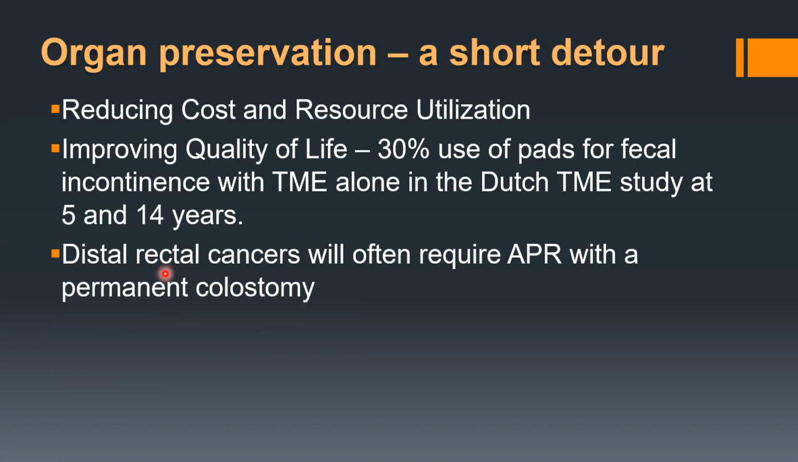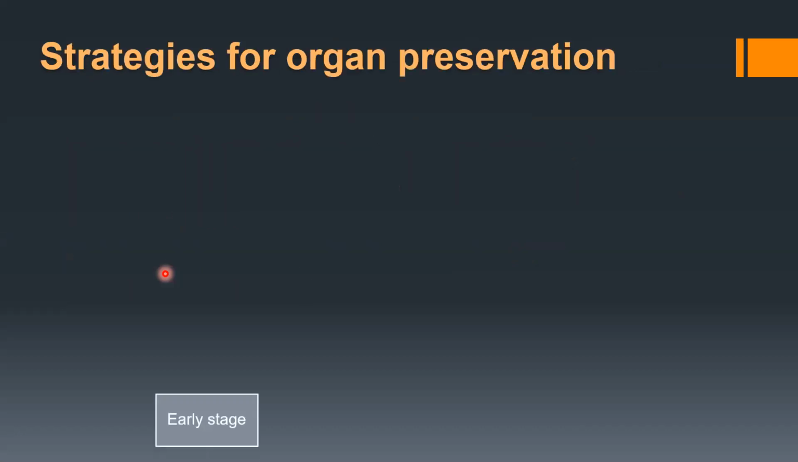Now let's take a short detour to look at the question of organ preservation. So organ preservation is an important question, right? If you've got a 10-15% chance of pathological complete response, can we achieve organ preservation? Can some people avoid surgery? So in terms of reducing the cost and resource utilization, in terms of improving quality of life for patients, and in terms of avoiding a permanent colostomy, organ preservation is an important question.